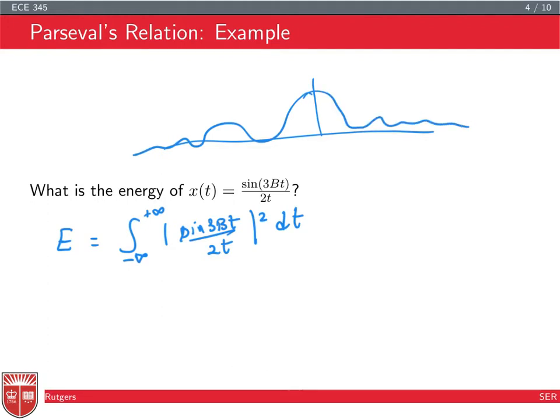By the way, this should look something like this. It's a sine, but it gets attenuated because you're dividing by the factor t here. So as t goes to infinity, this is going to go to 0. And of course, you can do this integral, but we're trying here to find an easier way to find this energy by using Parseval's equation or relation.